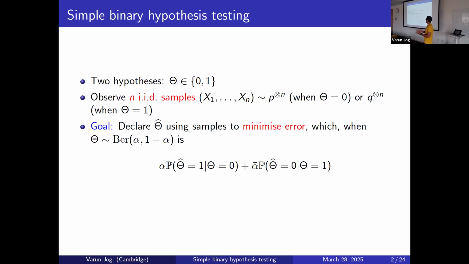Your goal is to look at your n samples and declare a theta hat. So theta hat is your estimate, P or Q, and typically you try to minimize the error. And in this case, let me focus on the Bayes version of the problem where the hypothesis itself is drawn from a Bernoulli distribution, with probabilities alpha and 1 minus alpha. Which means that my error probability is going to be alpha times the type 1 error, which means I declare 1 when it is actually 0, and alpha bar, which is the same as 1 minus alpha, times I declare 0 when it is 1. So my goal in hypothesis testing is to minimize this error using the best possible theta hat.